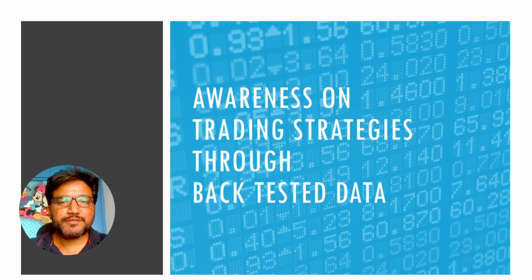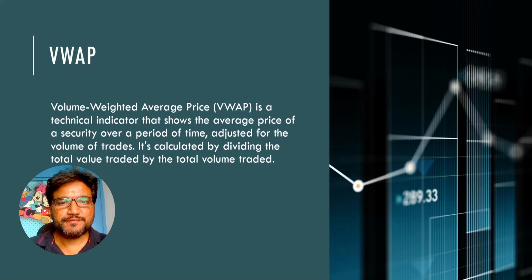My name is Srinivas. Today we are going to cover a strategy on the Vwap indicator. So what is Vwap? As per definition, Vwap is the volume weighted average price. It's a technical indicator that shows the average price of a stock or any security over a period of time. It's calculated by dividing the total value traded so far in the day by the total volume traded. So it's just like an average price that has been traded so far.